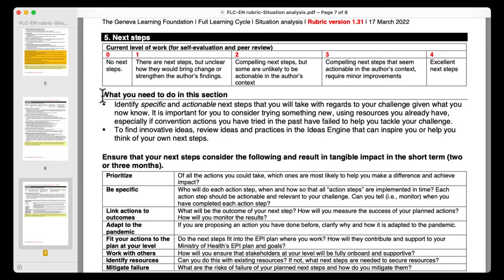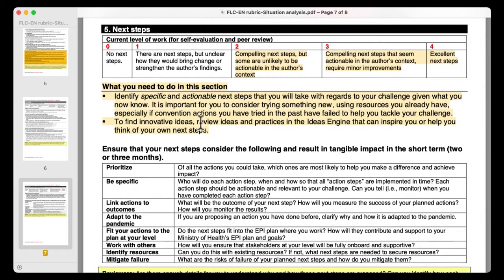Well, to answer that question, we go to the rest of the criterion. So specific and actionable next steps that you will take with regards to your challenge, given what you now know, as well as what you know you don't know. It's important for you to consider trying something new using resources you already have, especially if conventional actions you have tried in the past have failed to help you tackle your challenge.